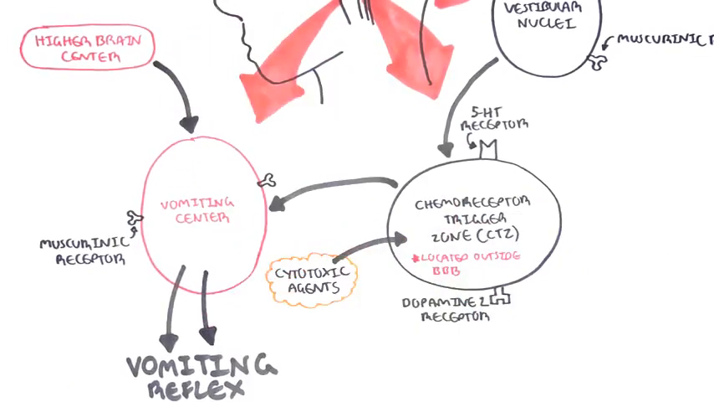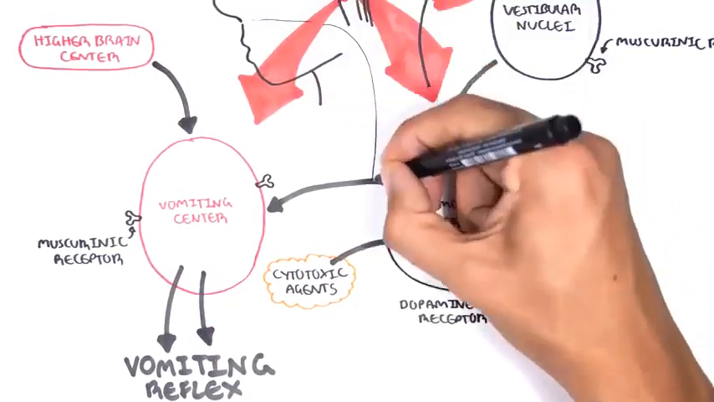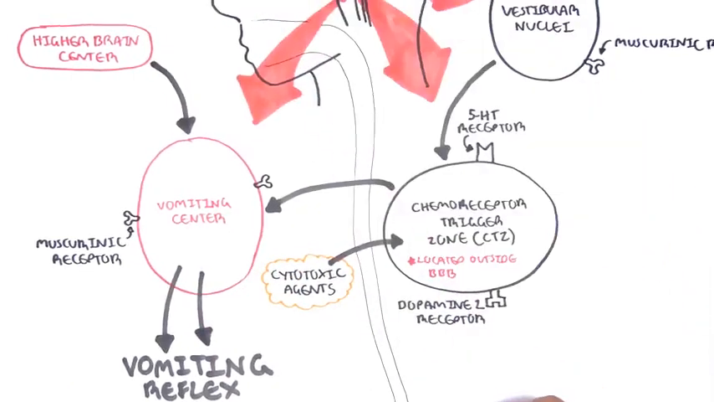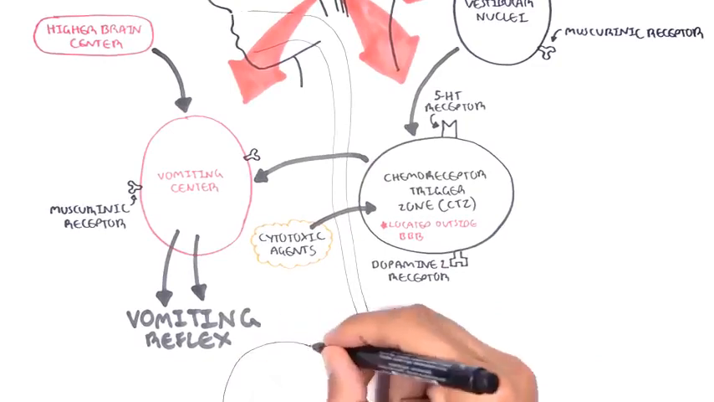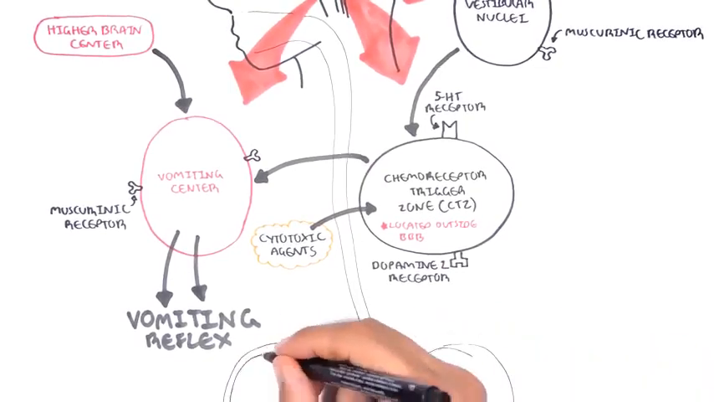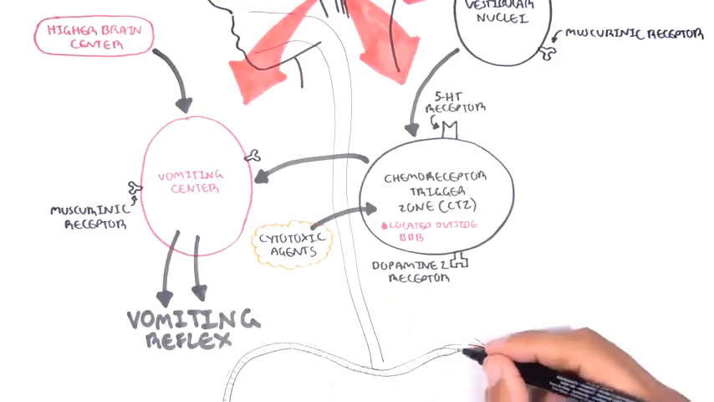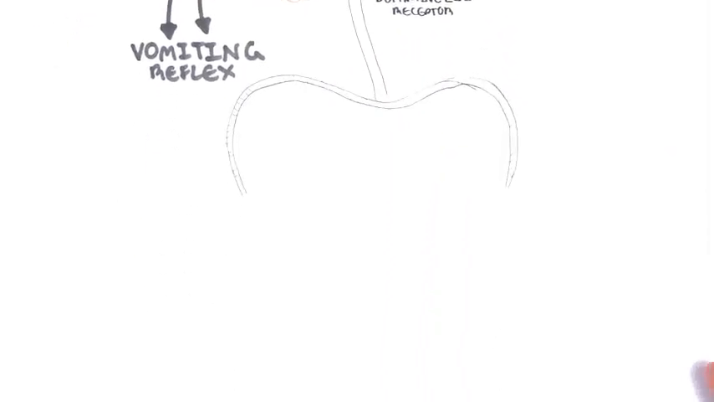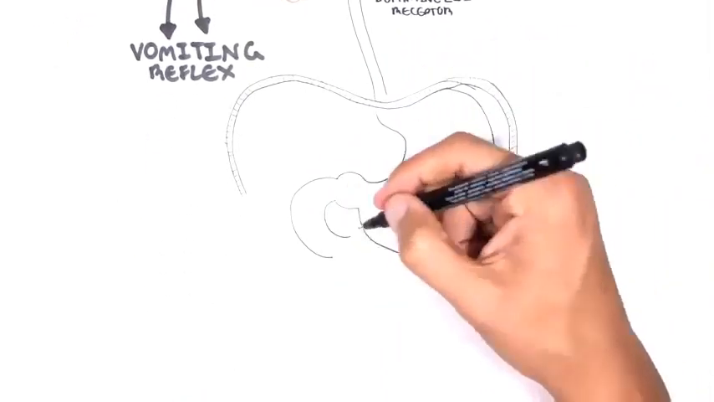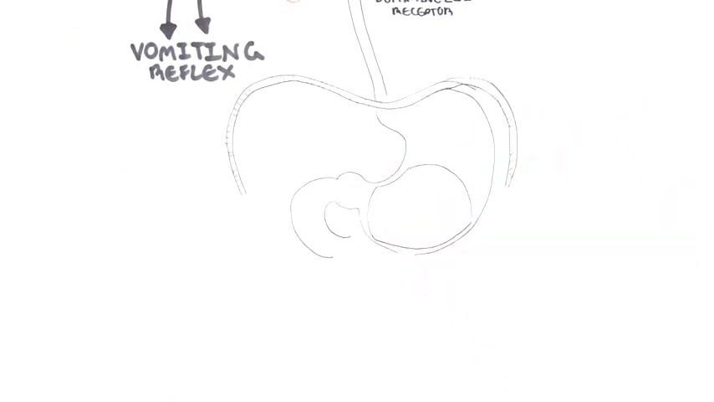Other causes of vomiting occur in the stomach. So let's just recap some anatomy here. So we have the mouth, which connects to the esophagus, which will travel down through the diaphragm, which is the muscular structure. The esophagus will then join onto the stomach, and then the stomach joins onto the small intestine.